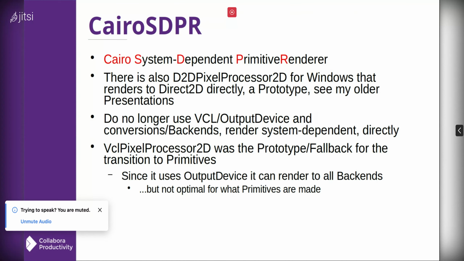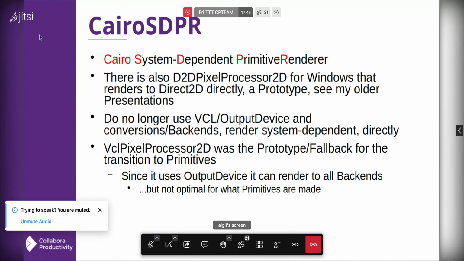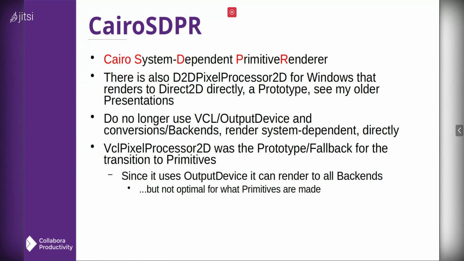There's also a pixel processor for Windows, which I made as a prototype for Direct2D. It's feature complete, but it's not in production state. So it was just a prototype for proof of concept. So the goal is to no longer use VCL output device and conversion backends render system dependent directly. And this is not for the whole office, but for the edit views.